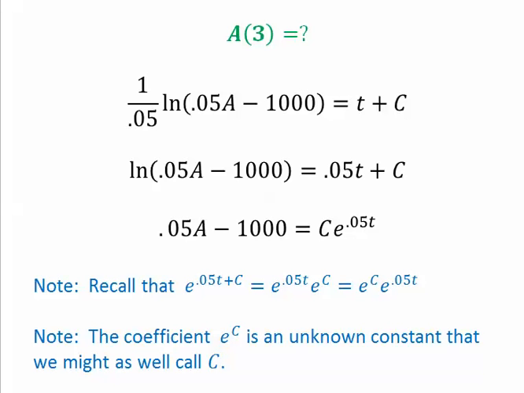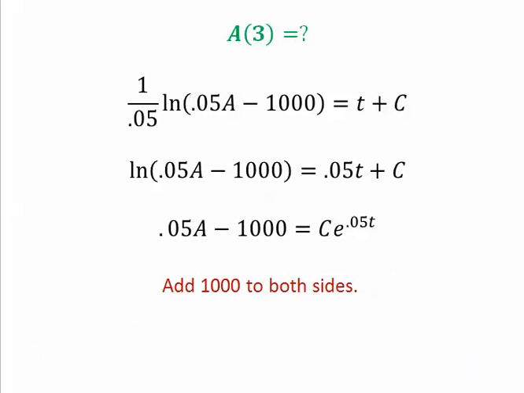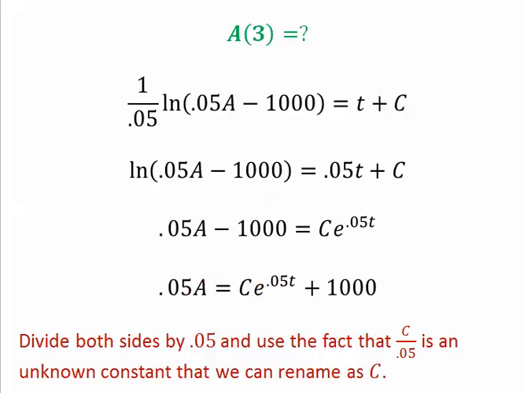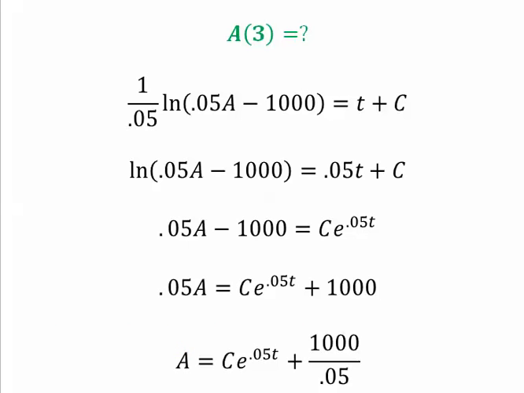Keep in mind I'm trying to find A of 3, so I keep trying to isolate A. Let's add 1,000 to both sides, and now divide both sides by 0.05. Now an arbitrary constant divided by 0.05 is still an arbitrary constant that we don't know. Again, we might as well rename it C. And this is what we have.